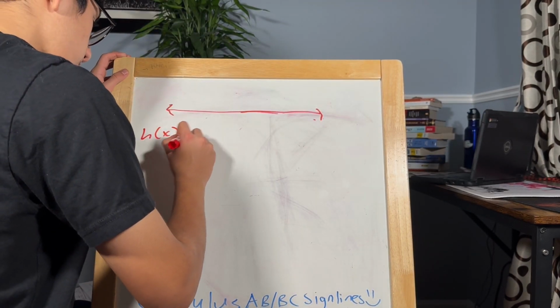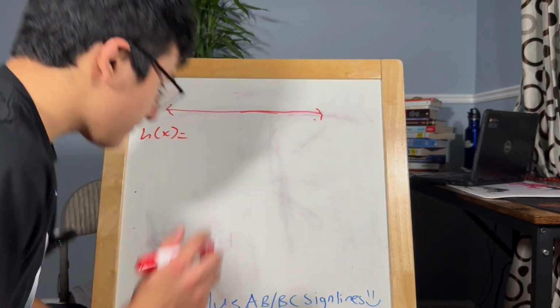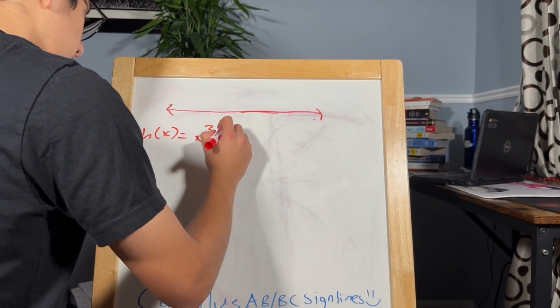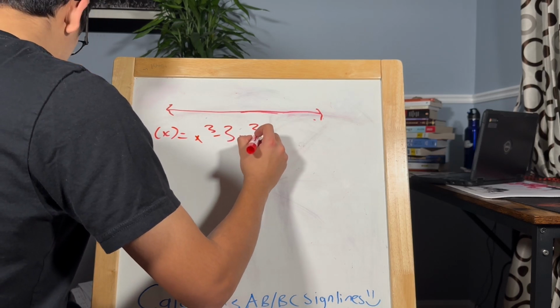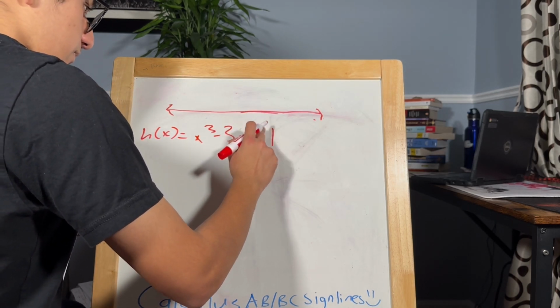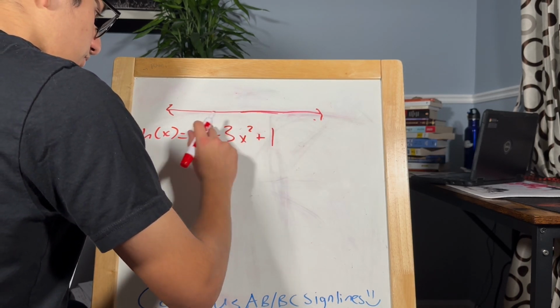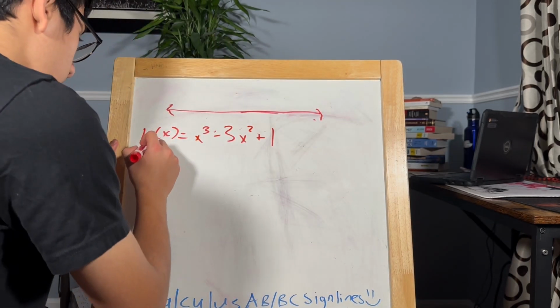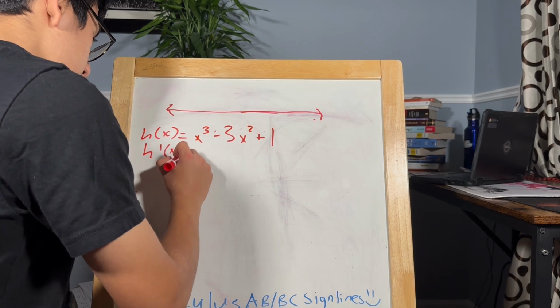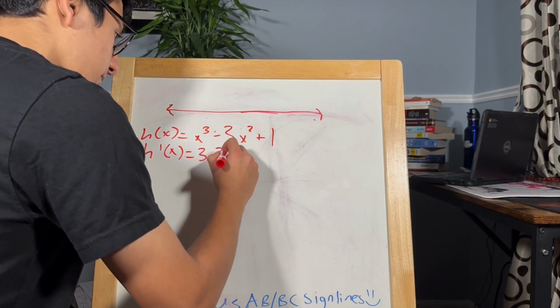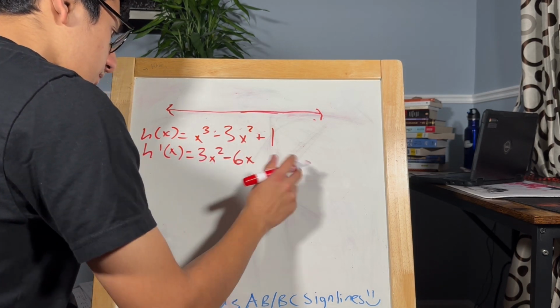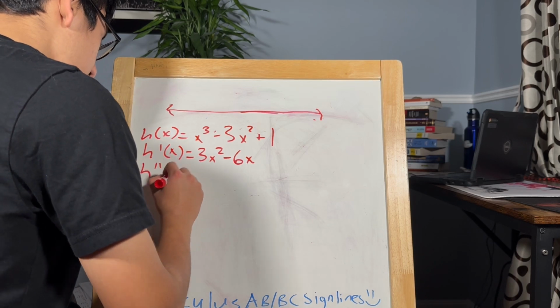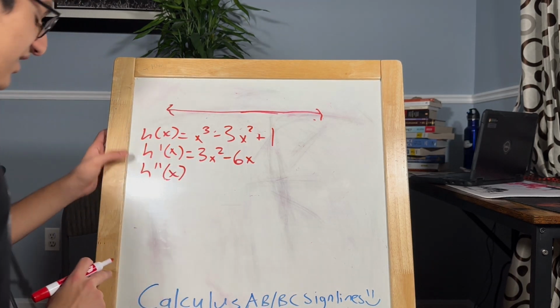H of x is equal to x cubed minus 3x squared plus 1. That didn't look right. Sorry. All right, so now we know h prime of x is equal to 3x squared minus 6x, and h double prime. So this is the second derivative.